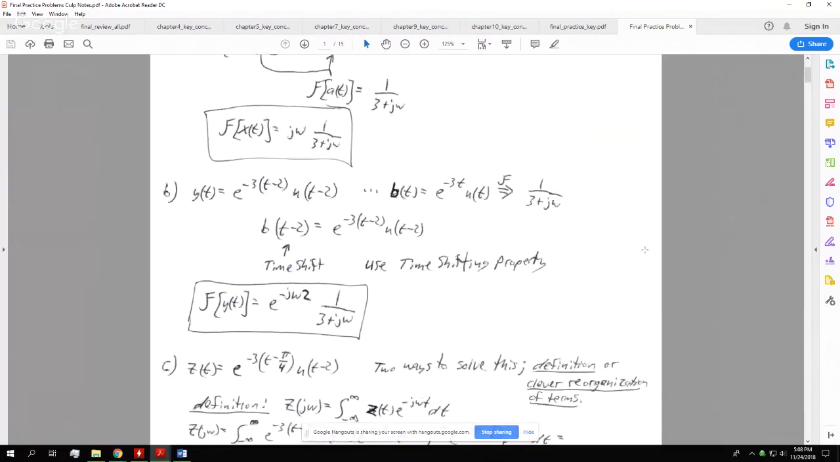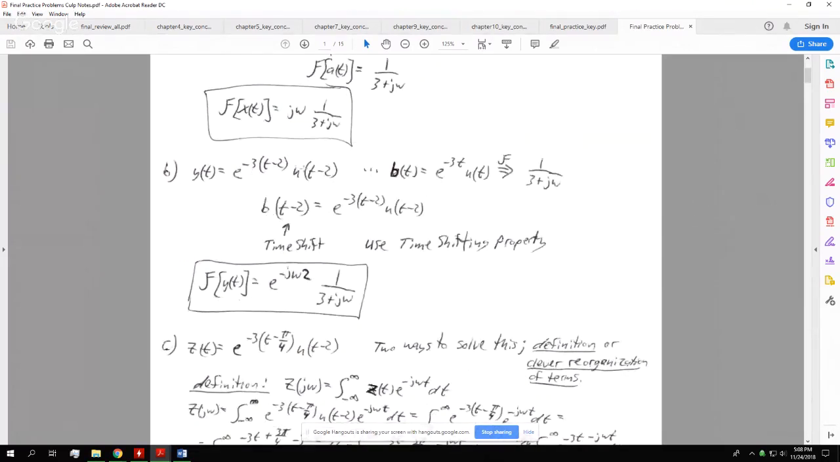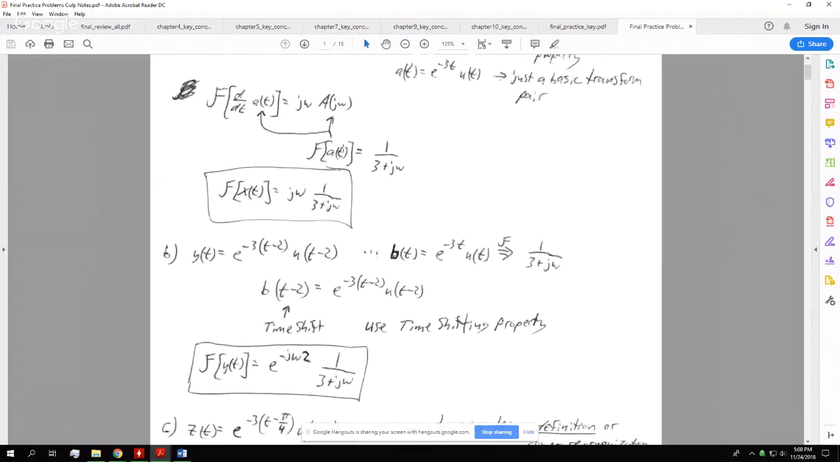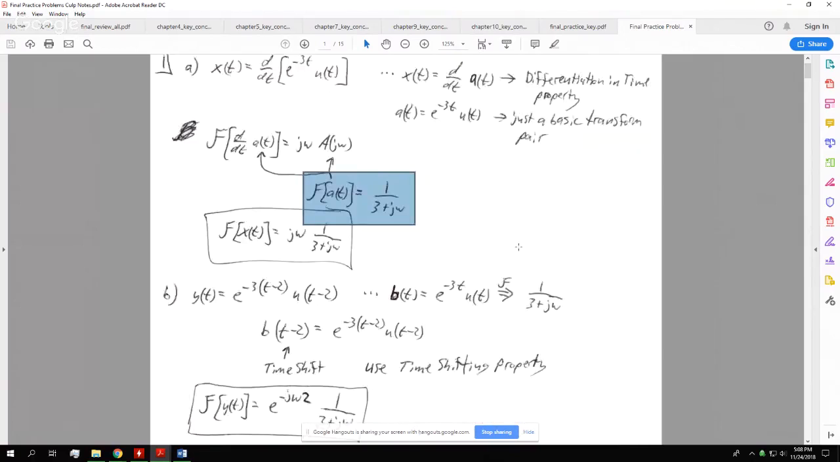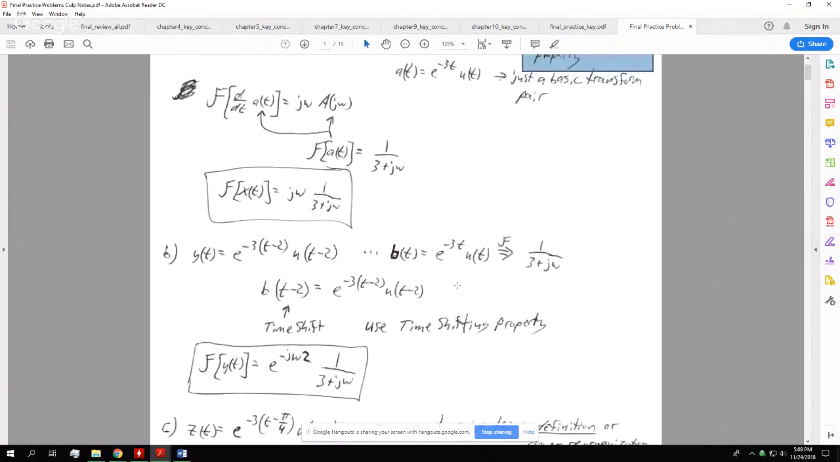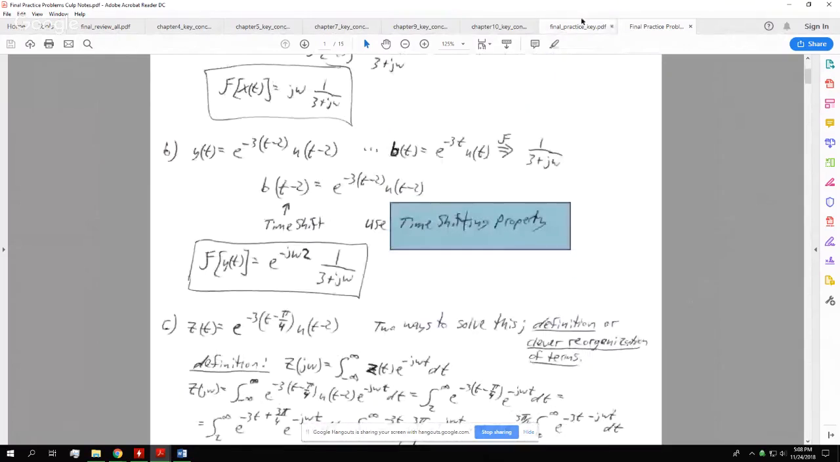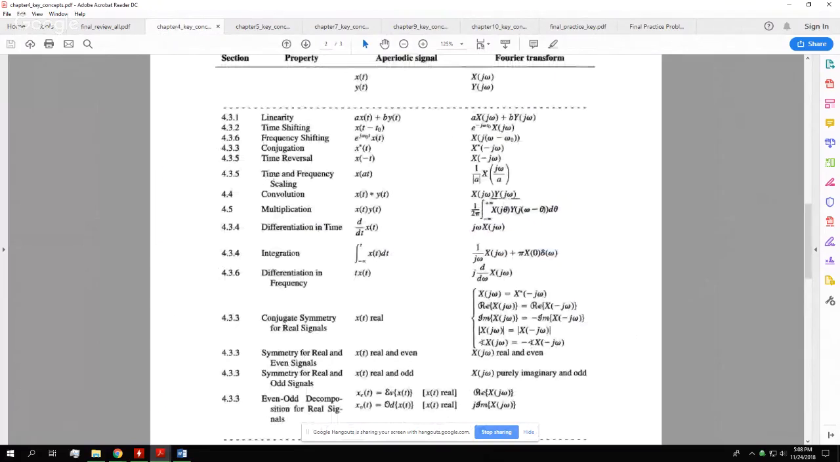So the first thing you're going to do is find a basic transform pair, which we already did in part A, and that's this right here. It's going to be the same exact thing, but now instead of applying the differentiation in time property, we're going to apply the time shifting property. So let's go back over to our table and see what the time shifting property does to signals. If differentiation added just this j omega, what does time shifting do?